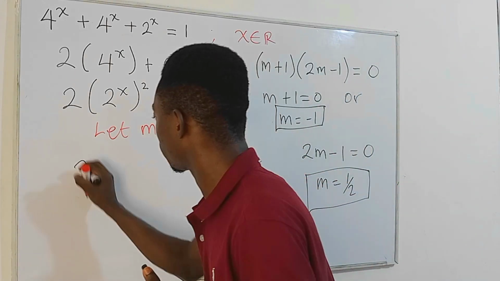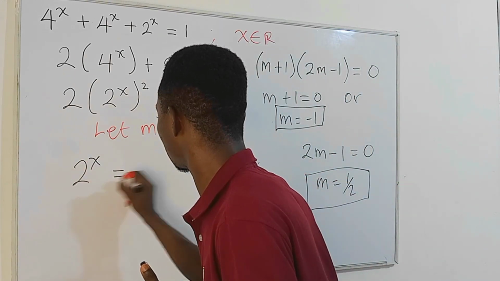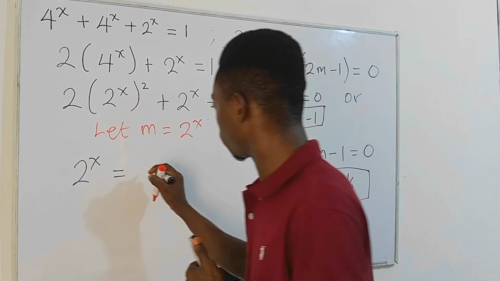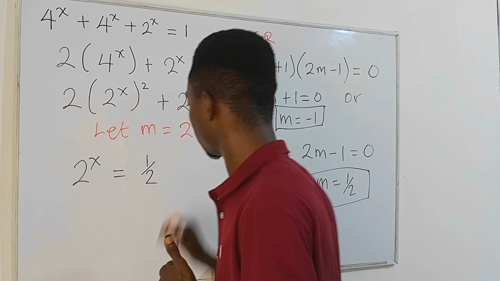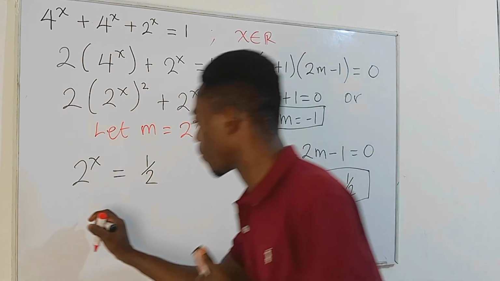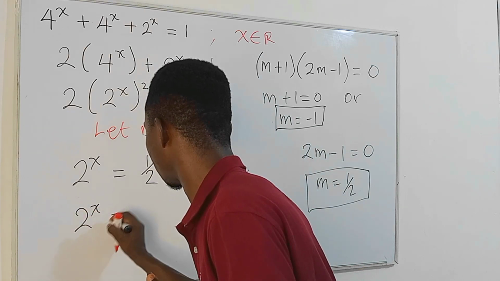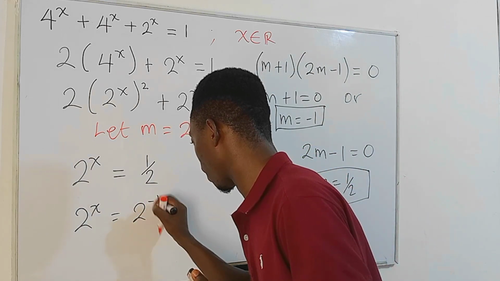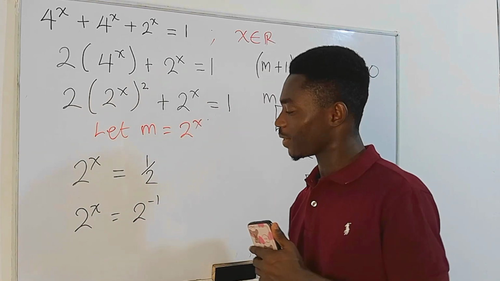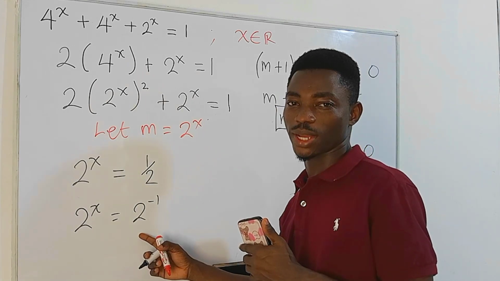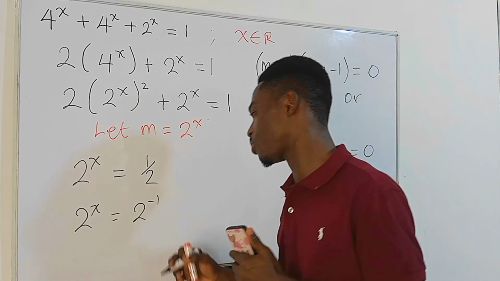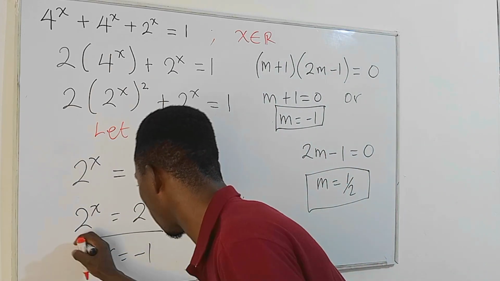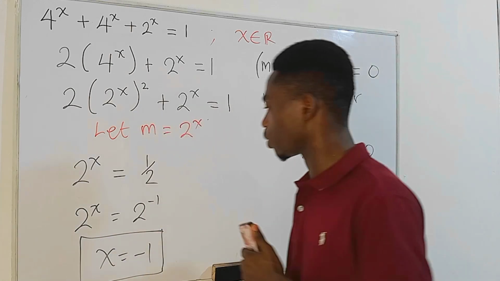Now we are going to have 2 to the power x is equal to, when m is equal to 1/2 right here, we are also going to have 1/2 just like this. And of course, we can rewrite this as 2 to the power x is equal to, this right here is the same as 2 to the power -1. Remember, the bases are the same, indices, we can actually equate their powers. Pretty nice. So finally, we are going to have x is equal to -1 as a solution to the problem.